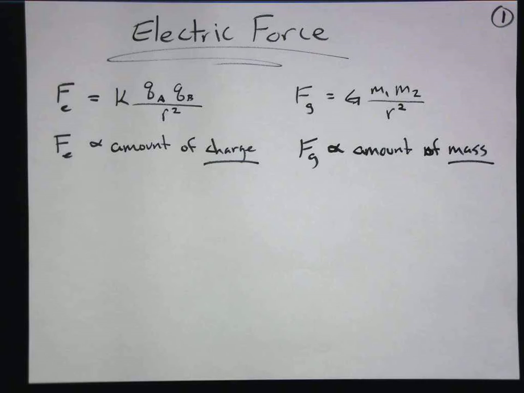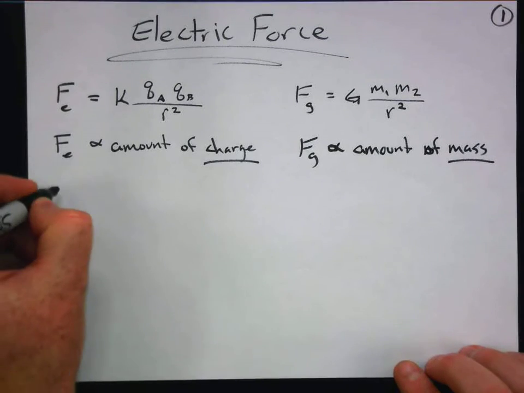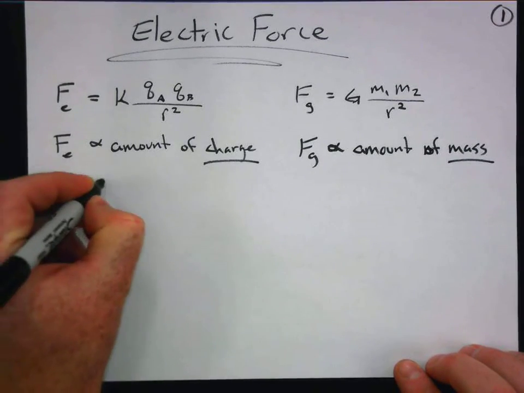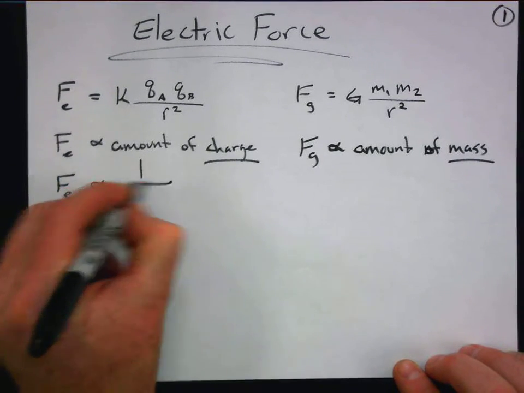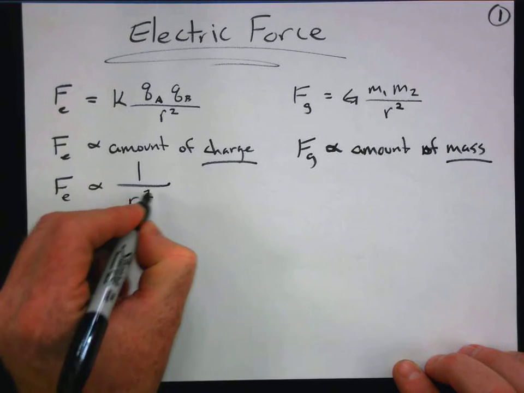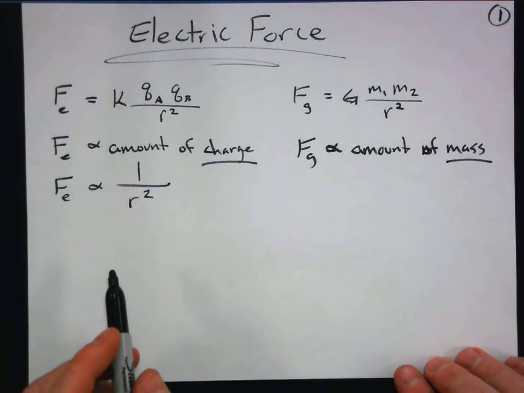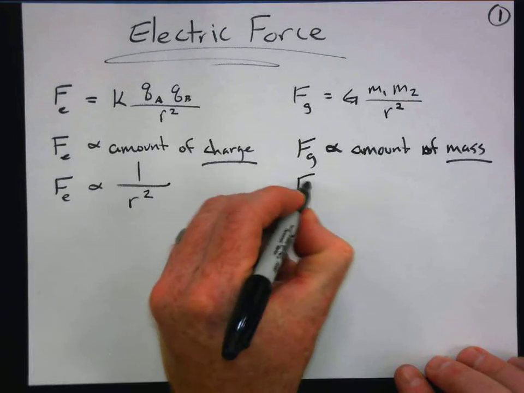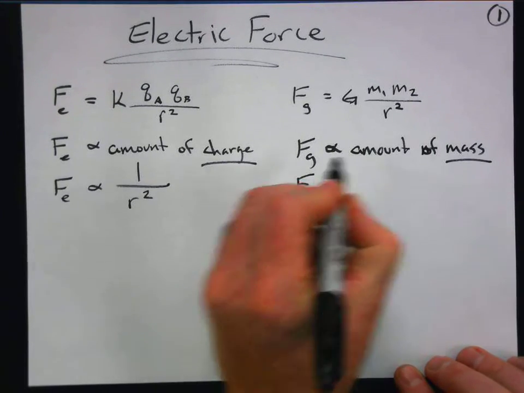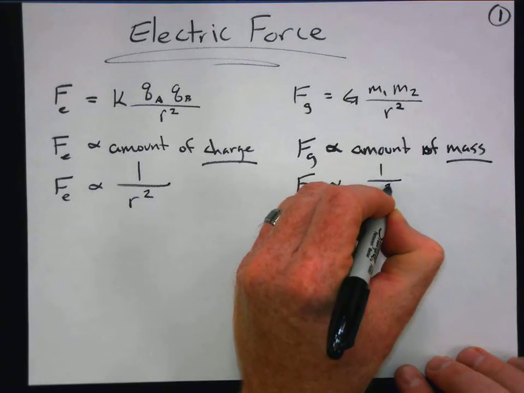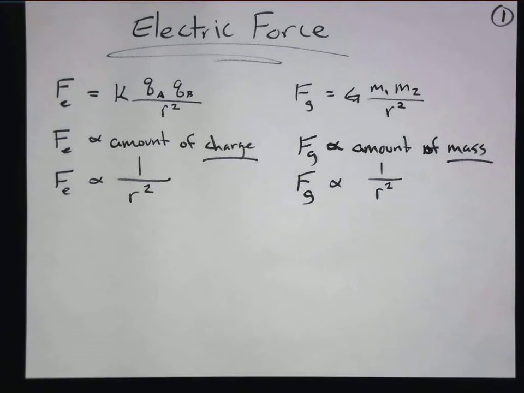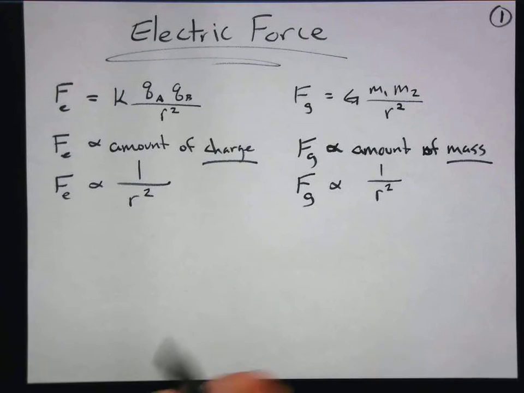Well, what else? Both of these forces exhibit what's called the inverse square relationship. So this electric force is proportional to the inverse of the square of the distance between the charges. And the gravitational force is also proportional to the inverse of the square of the distance between the masses. So that's the inverse square relationship.